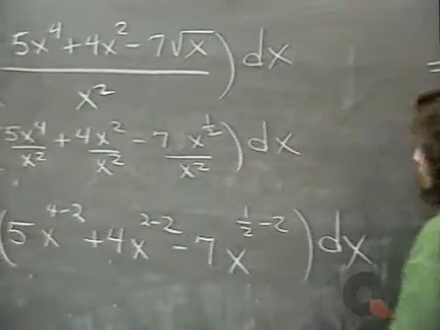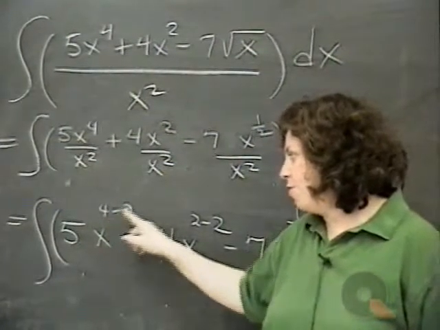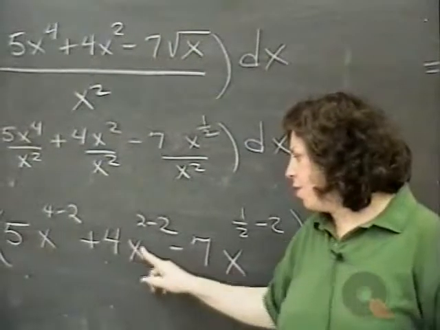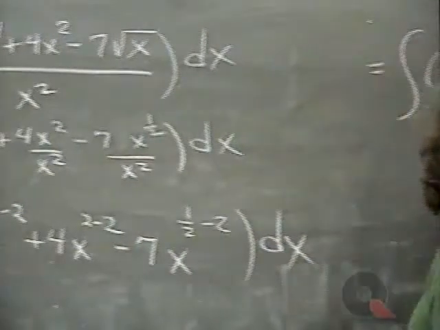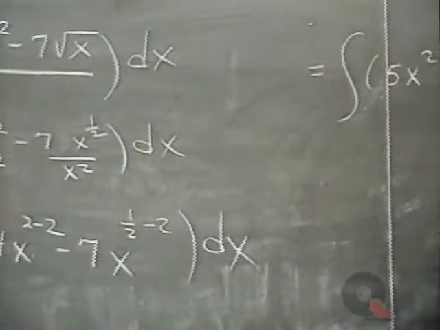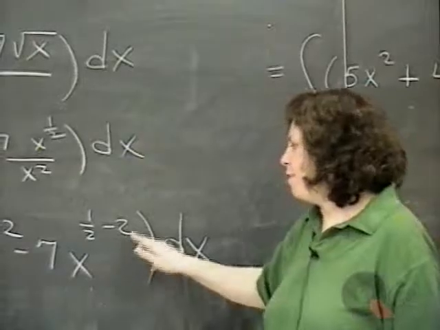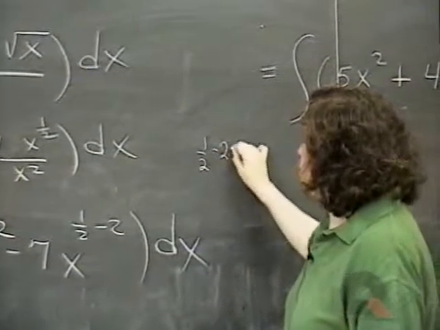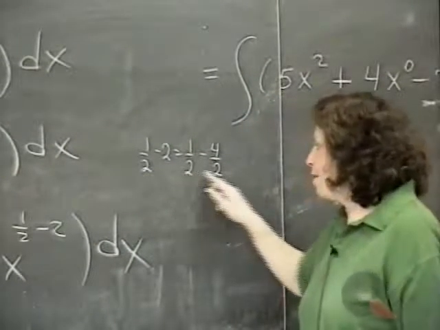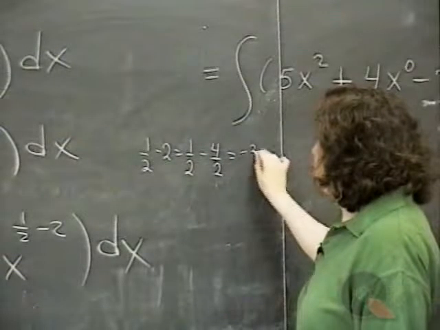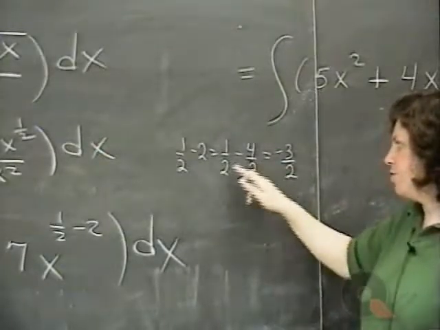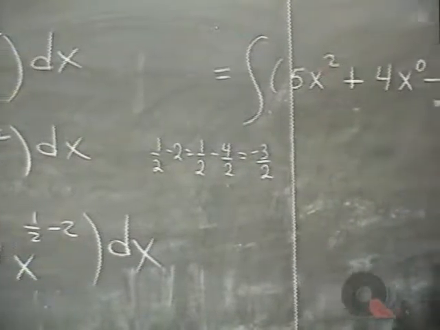What do we have? Antiderivative. 5x to the 4 minus 2, 5x squared, plus 4x to the 0. x to the 0, of course, is just 1, minus 7 x to the 1/2 minus 2. Now, 1/2 minus 2 is really 1/2 minus 4/2, combining over the common denominator, giving us 1 minus 4, minus 3/2. So 1/2 minus 4/2 is minus 3/2 power.